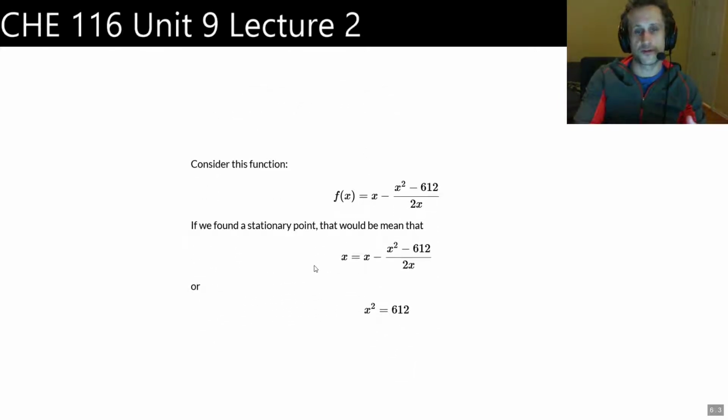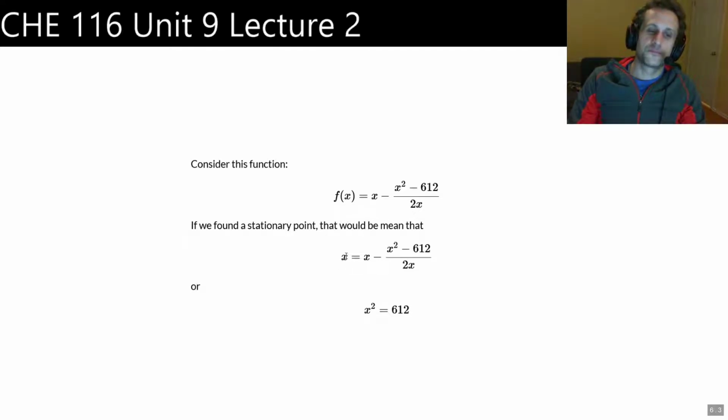Let's just say I have a function. So I'm making up this function. I'm calling my function f of x equals x minus the quantity x squared minus 612 divided by 2x. Just that's a function. I'm just telling you that's a function. Let's say I found the stationary point. I found the point where the input and the output are the same.